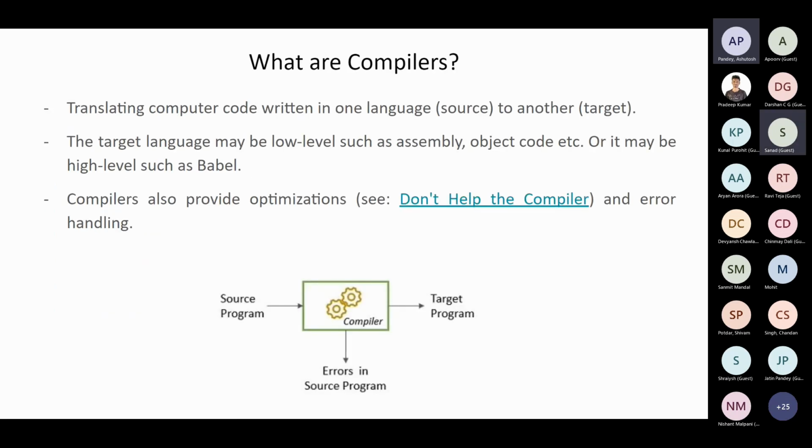So basically, what even are compilers? Compilers translate computer code written in one language to another language, and it's not always a high level language to a low level language. It can also be a high level language to another high level language. One example of this is Babel that converts ES6 to ES5 for all of the web developers over here. If you have ECMAScript 6, it can convert it to 5. So that is an example of a transpiler.